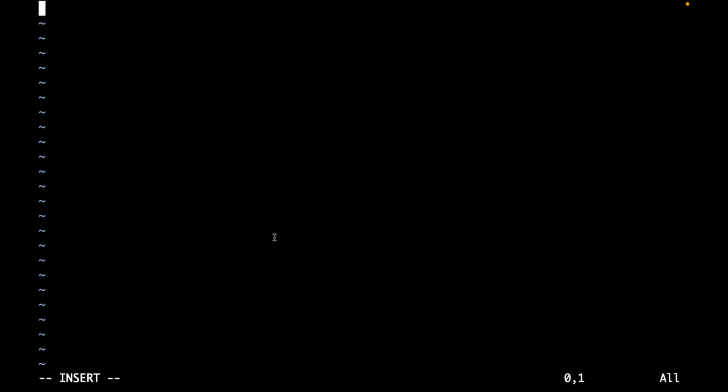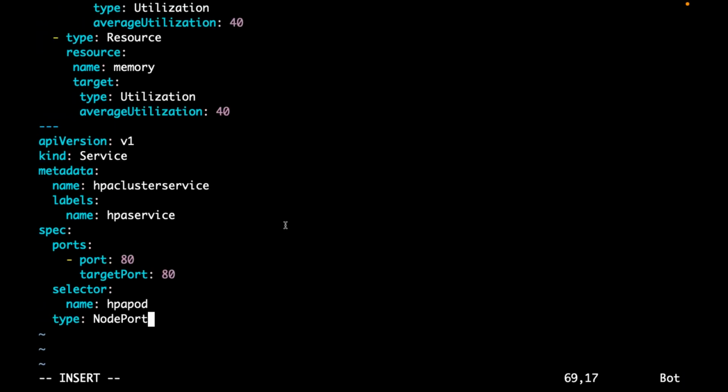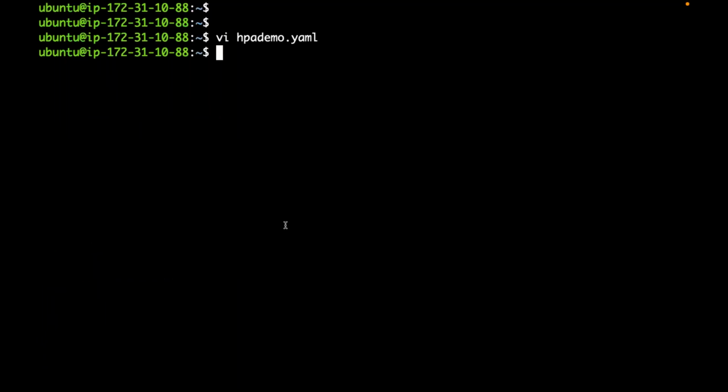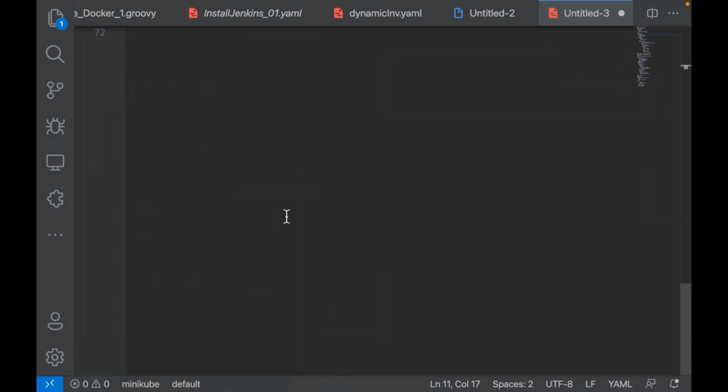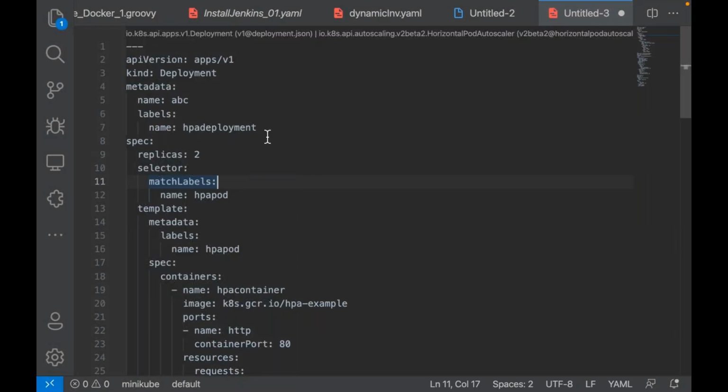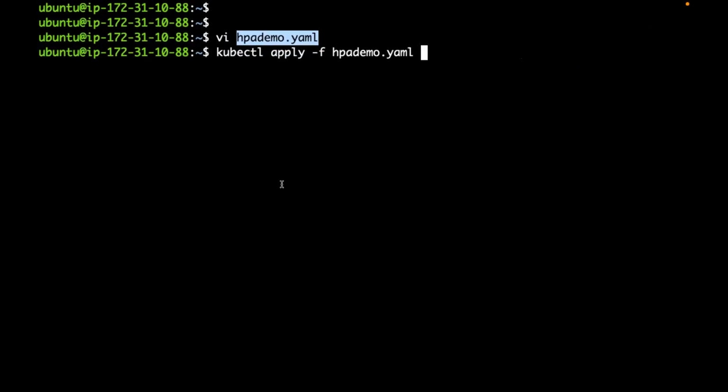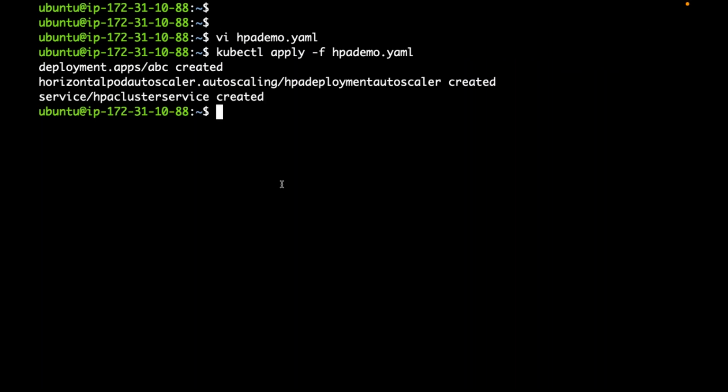That file name can be anything. Since I have not given any namespace, in which namespace will this HPA, this deployment, and this service be created if I apply this now? Since I have not defined or mentioned any namespace, it will be in the default namespace.